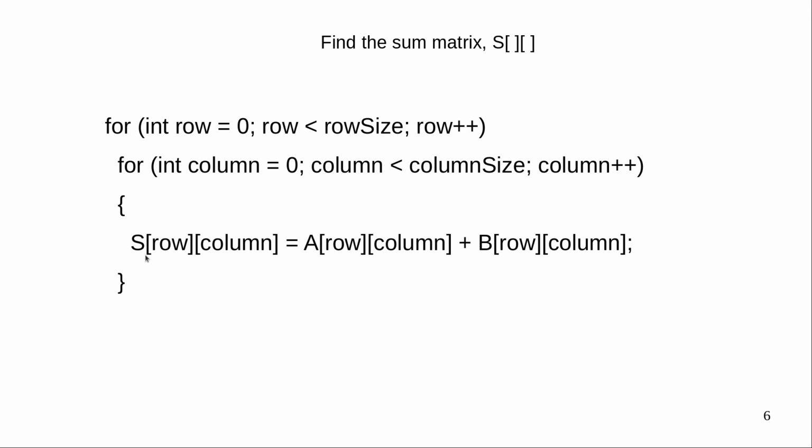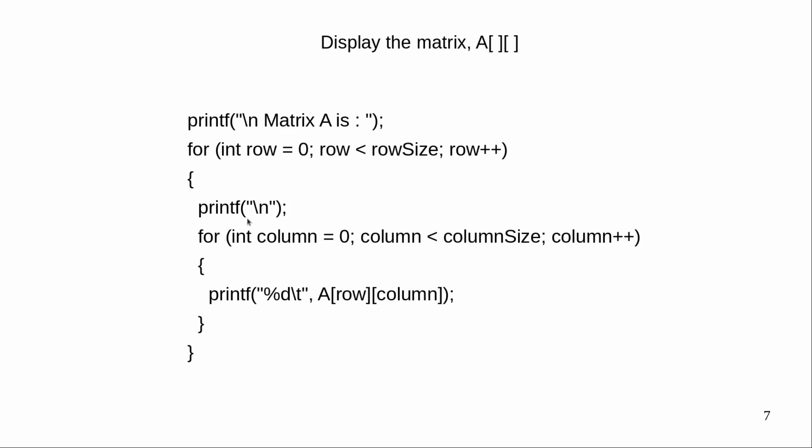And what do we actually do here? We have S of row column equal to A of row column plus B of row column. So the first one would be S of 0 0 equal to A of 0 0 plus B of 0 0. The next one would be S of 0 1 equal to A of 0 1 plus B of 0 1. And if it's just a 2 by 2 matrix, then the next value here would be S of 1 0 equal to A of 1 0 plus B of 1 0. And the last one would be S of 1 1 equal to A of 1 1 plus B of 1 1. Okay, and this is optional.